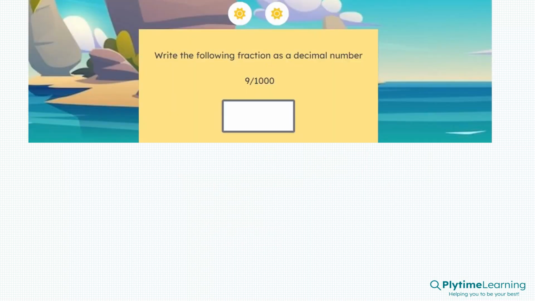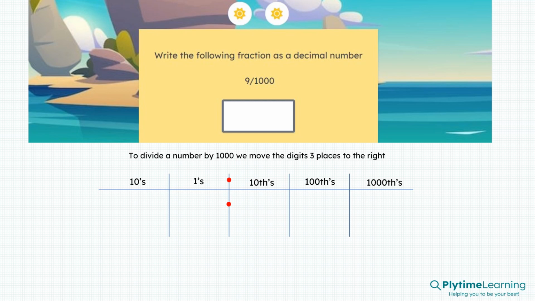Write the following fraction as a decimal number, 9 over 1000. To divide a number by 1000, we move the digits 3 places to the right. Start with our columns and the 9 and we move the digit 3 places to the right. We then have to include the zeros as placeholders, 0 in the ones, 0 in the tenths and 0 in the hundredths. So 9 over 1000 equals 9 thousandths, or 0.009, and we'd write in the answer box 0.009.